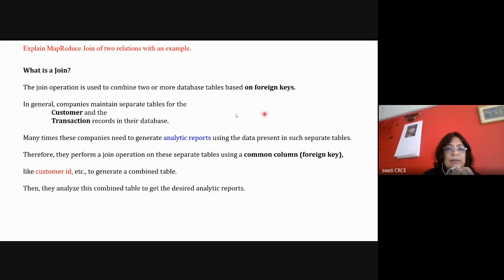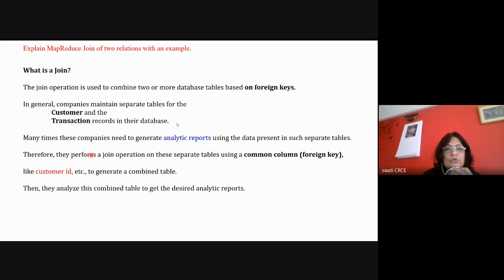In the transaction table, the primary key is a transaction ID, and in the customer table the primary key is a customer ID. In the transaction table you have a foreign key, customer ID. So both tables can be joined with the help of the foreign key customer ID, which is a primary key for the customer table and a foreign key for the transaction table.